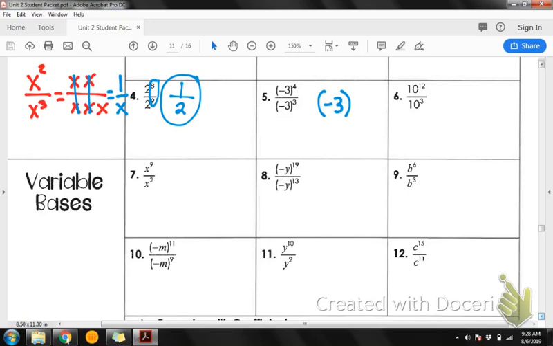But we didn't finish. Okay. Jessica, what's your base on number 6? 10. Okay. And what's your exponent? 9. To the 9th. 10 to the 9th power. Any questions on 6? Okay, let's do number 7.